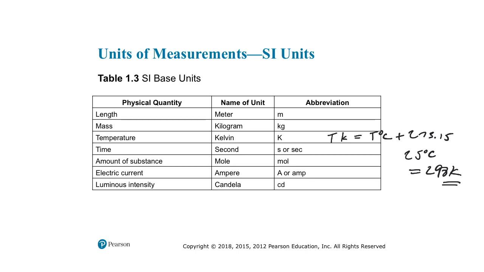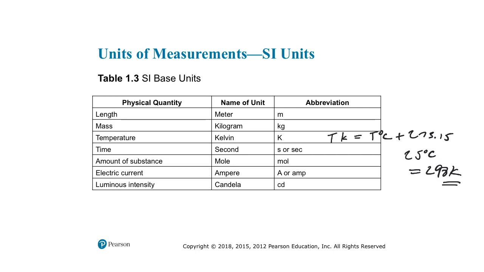Time, the SI unit is, of course, the second. Amount of substance, the mole. We'll talk about that more in chapter 3. Electrical current and luminous intensity are not types of units we tend to use in Chem 1210. You'll pick up a little bit with electrical current towards the end of Chem 1220, but that SI unit is the amp, and then candela for luminous intensity. So the key is that these are the only 7 base SI units.